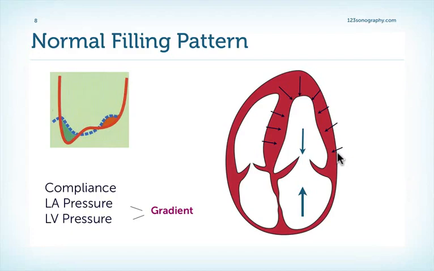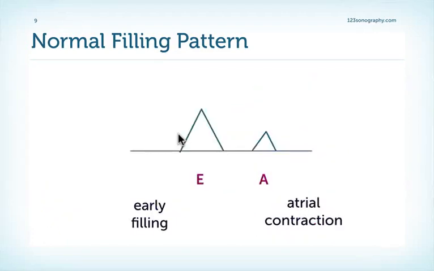In normal hearts, we have fairly little resistance to filling, in other words, good compliance of the left ventricle, and we have pressure gradients which allow probably 2/3 of the blood to flow into the left ventricle during early diastole. Therefore, we have a signal which looks like this: an E wave which is taller than the A wave. More blood during early diastole versus late diastole.